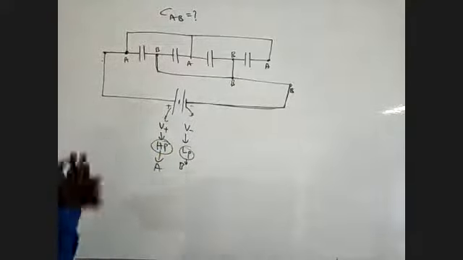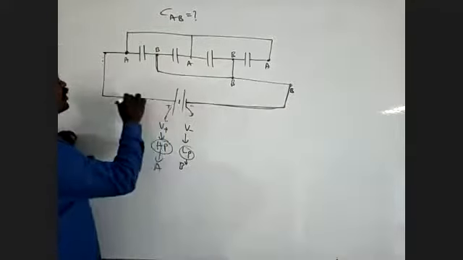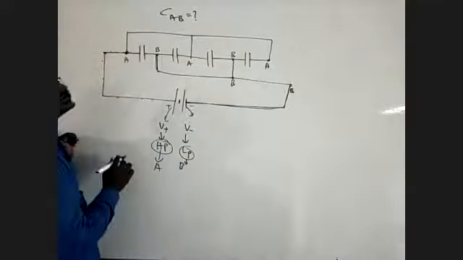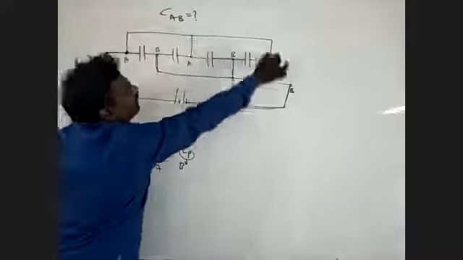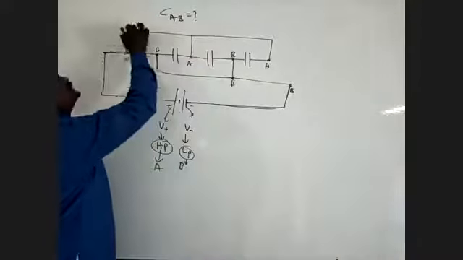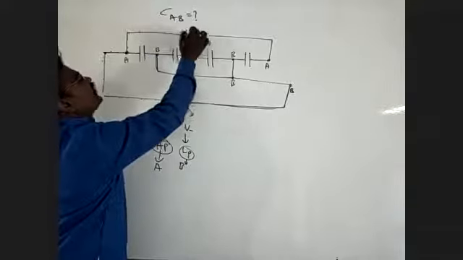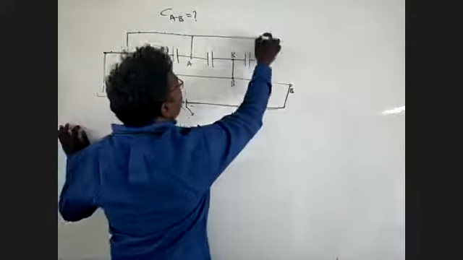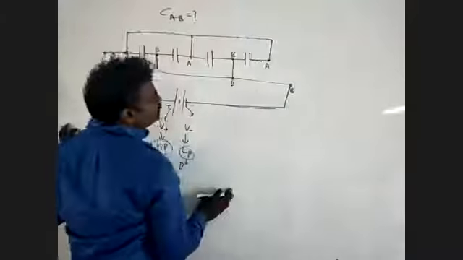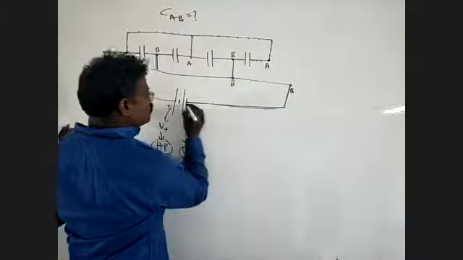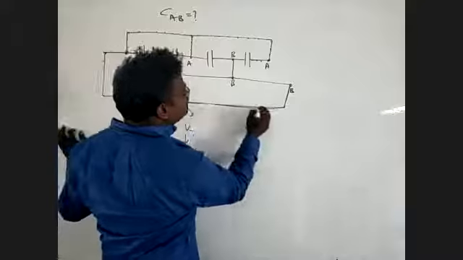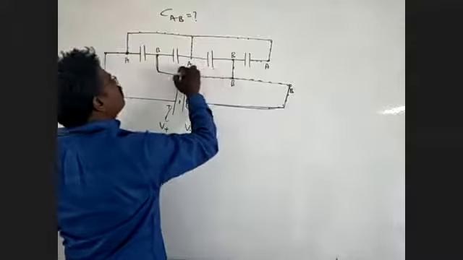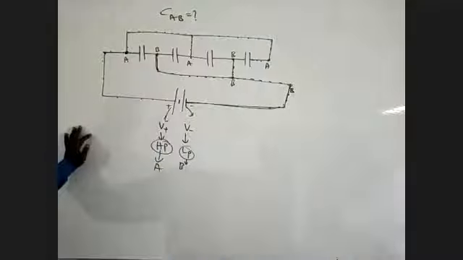Why am I keeping the marker here? Any point on this line has high potential, up to here is high potential. This is a connecting wire, and this connecting wire has high potential. B is connected to low potential, so any point on this line has low potential. Here also low potential, up to here is low potential.